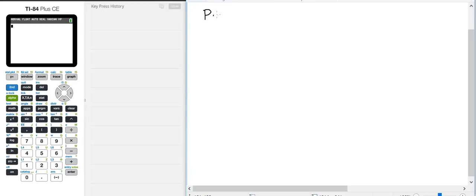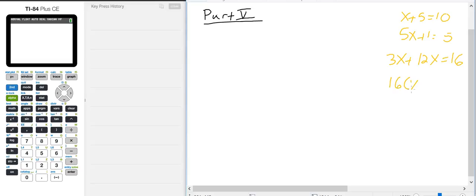This is part 5 of solving linear equations. In previous parts 1, 2, 3, and 4, we discussed solving linear equations such as x plus 5 is equal to 10, or we also had 5x plus 1 is equal to 5. That one was from part 2. In part 3, we had questions like 3x plus 12x is equal to 16. In part 4, we had questions like 16 times x minus 1 is equal to 16.